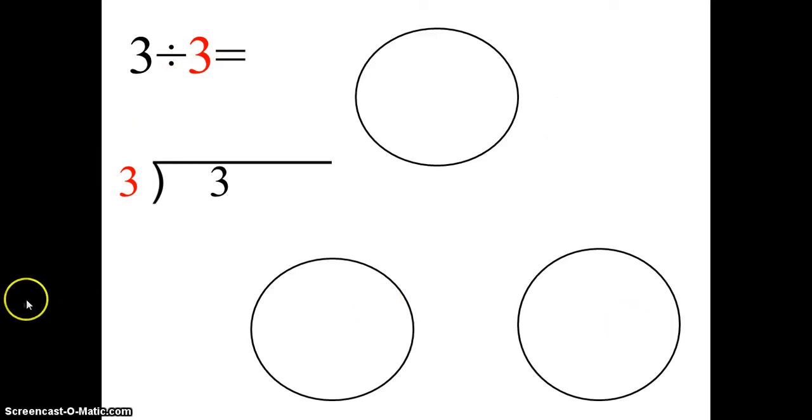1, 2, 3. Now the other number tells us how many dots we need to draw. Now if you remember, each circle has to get the same amount of dots. So we draw 1 dot in each circle until we have 3. 1, 2, 3. Now to solve the problem, we only have to look at one circle and see how many dots are inside. So we look at the one circle here, and we see there's 1 dot inside. So we know 3 divided by 3 equals 1.